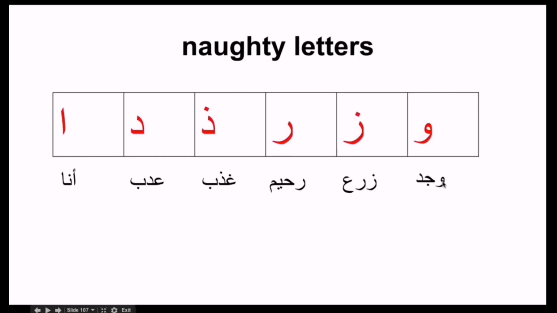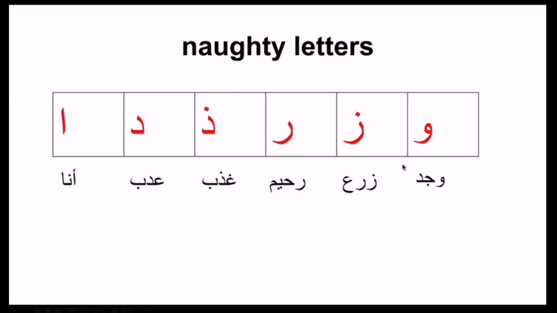If you see here, for example, you see a waw, it doesn't attach anything. It is written separately. Wajada, zara'a. But if you see here, ha, ya, mim, they all join together. But when ra comes, it stops. Rahim, ghadab, dal is not attached to ba, it is written separately. So those are called naughty letters, which you need to remember.